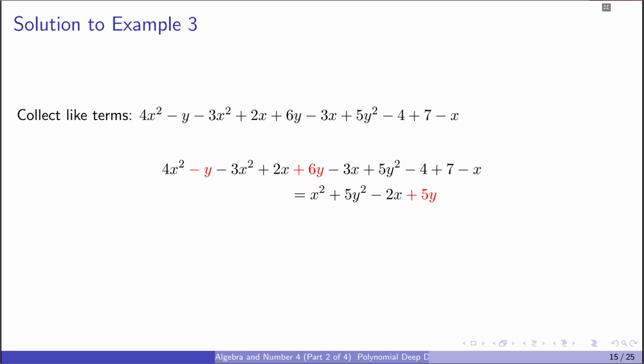When you are working with something this big on paper, I recommend crossing out or putting tick marks to something so that you can track and make sure each term has been accounted for. Finally, our constants, negative 4 plus 7 is a plus 3. There we are. Here is our simplification. It has gone from 10 terms down to 5.